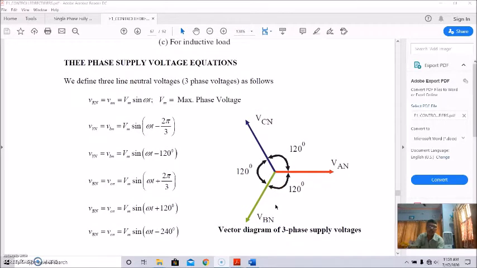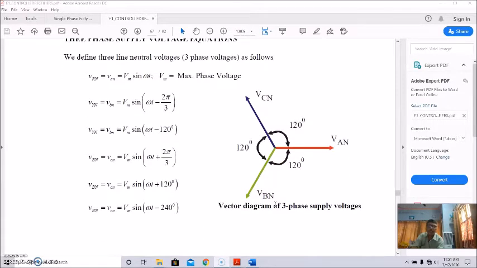Basically, we define the three-phase line to neutral voltages, that is typically like this. So this is the vector diagram of the three-phase supply voltage. So this is neutral. So if this is A, this is B, and this is C. So this is the voltage of the A phase with neutral, and this is VBN for B phase, and this is C phase. And each phase has a phase difference of 120 degrees.